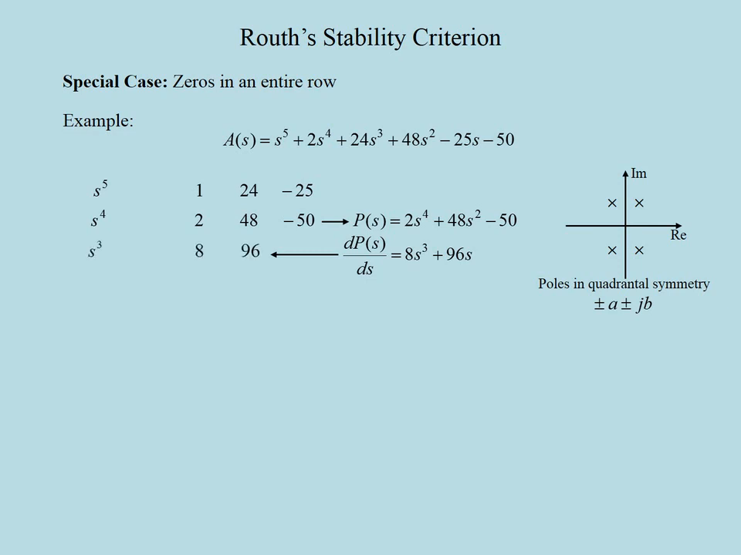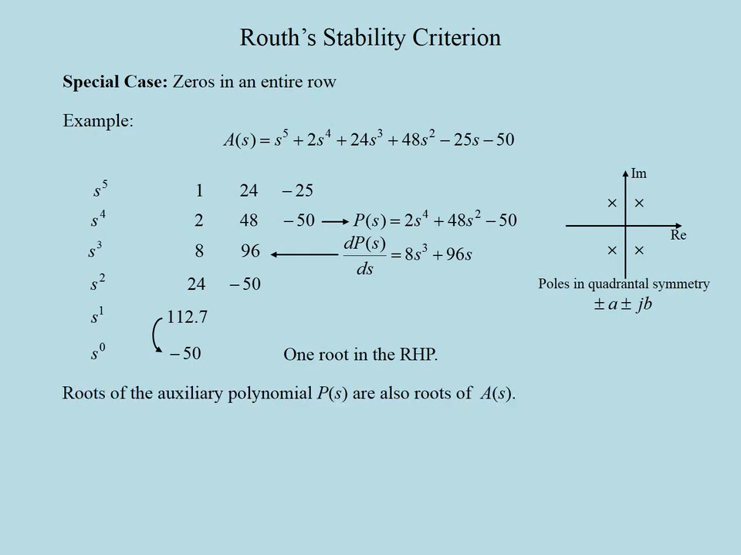Now, having written the s cubed row as 8 and 96, we can proceed with the next row. That will be 24 minus 50. The element in the next row is 112.7, and the last row will be minus 50. Since there is only one sign change in the leftmost column, we conclude that there is one root in the right half plane. In fact, the roots of the auxiliary polynomial p of s are also the roots of a of s.